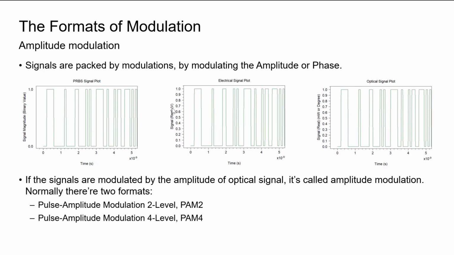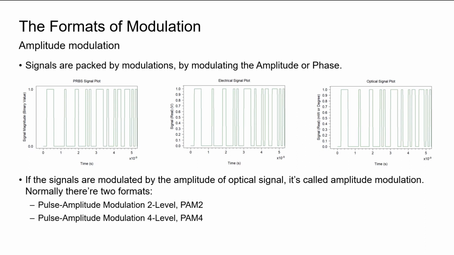And what we need to do is convert this electrical signal into the optical signal. So please check the note here. It should be milliwatt or watts for amplitude modulation, or degree for phase modulation. And then we can put out a signal into the optical transmission signal here.